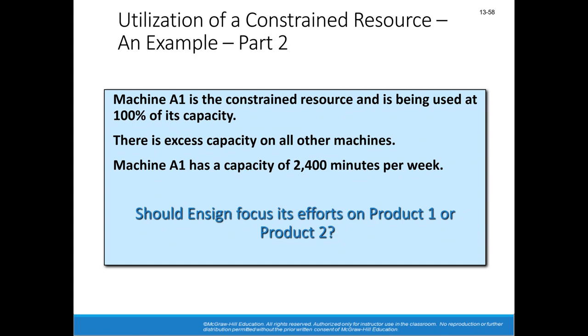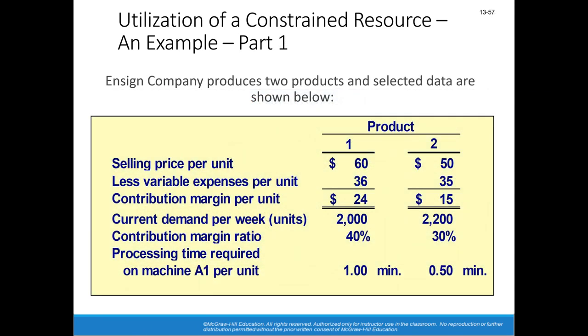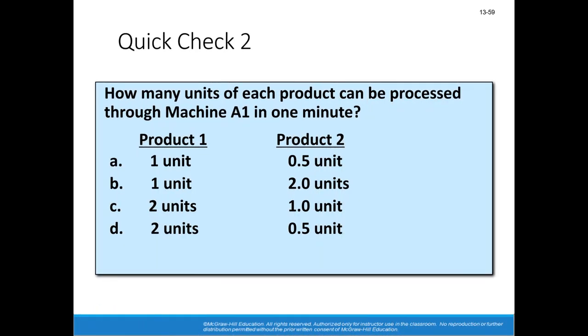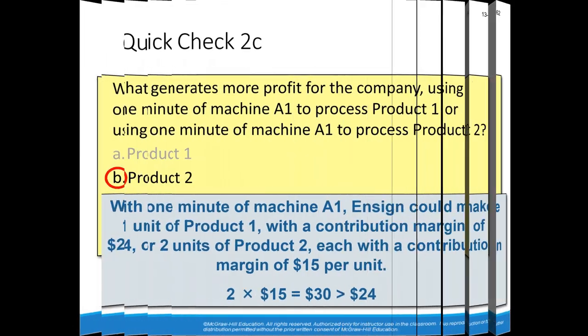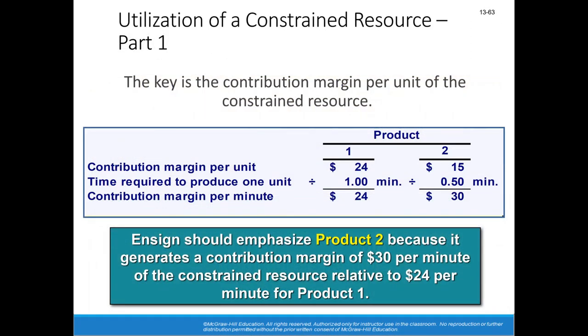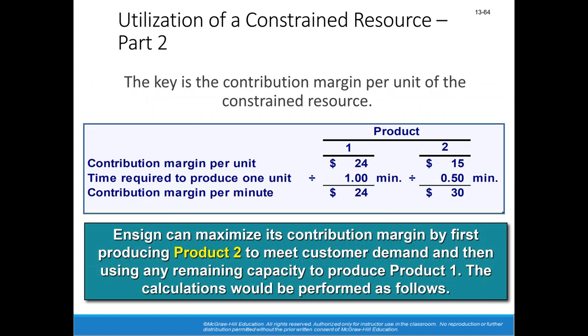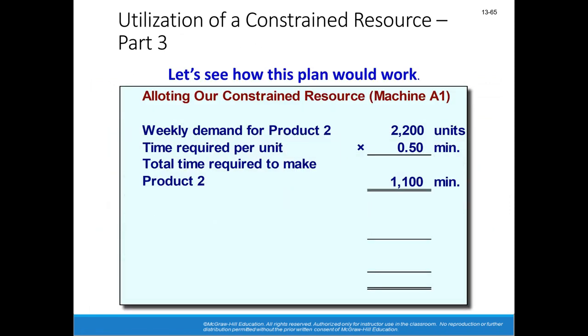So machine one, A1, has a capacity of 2,400 minutes per week. How many units of each product can be processed through A1 in 1 minute? So we know product one is 1 unit and product two is 2 units because it takes half a minute. So which generates more profit for the company? Product two, because we can do two of those, and even though the margin is $15, 15 times two is 30, so that would be the product. So we should emphasize product two because it generates a contribution margin of $30 per minute. So we should produce all that we need for product two, and then anything left over we'll do product one.